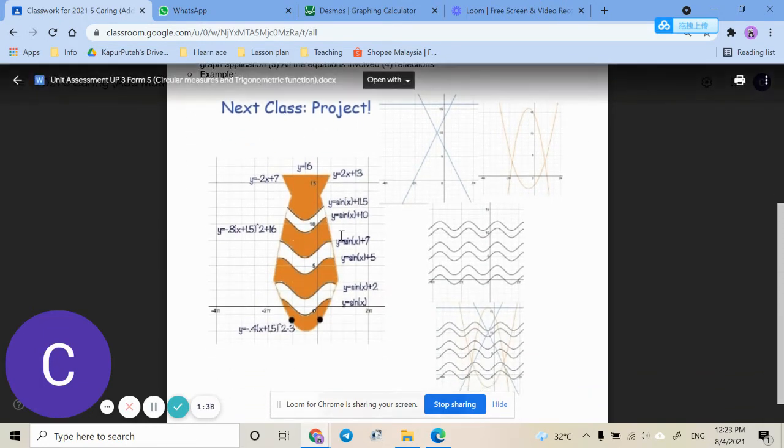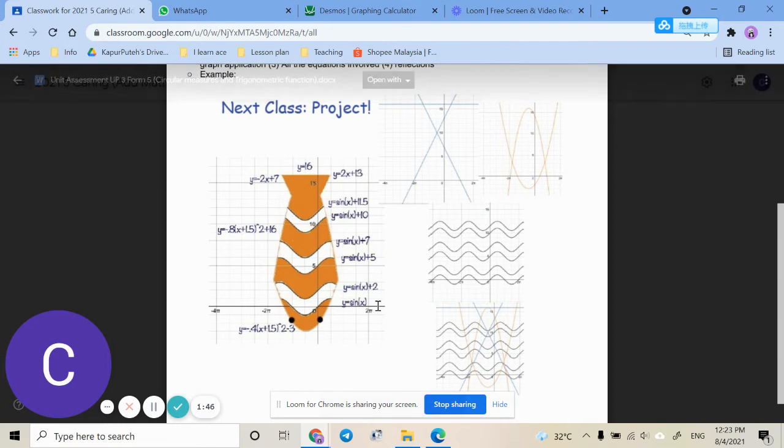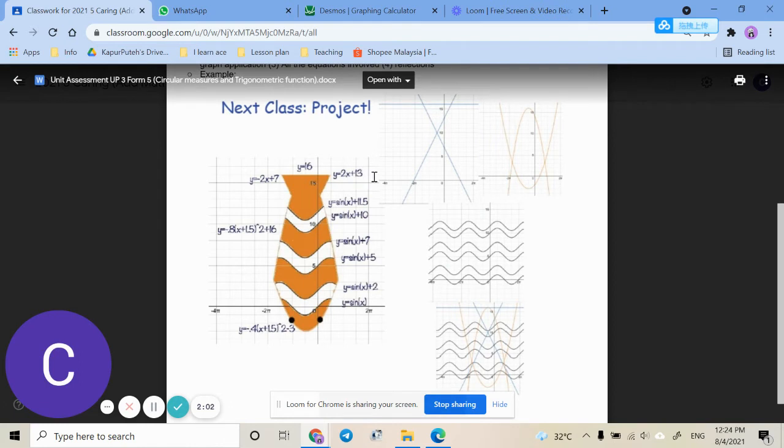This is a sample of the graph that you can produce. This one is a fish. You see, you have y equals sin x. Then sin x plus 2 is already shifting. y equals sin x plus 5, shifting again, going up, and so on. And then this is a linear equation, y equals 16. Linear equations, y equals negative 2x plus 7, y equals 2x plus 13. All these are linear equations.